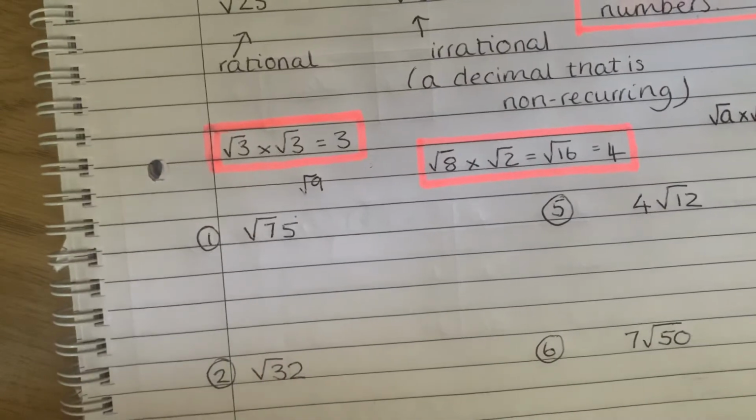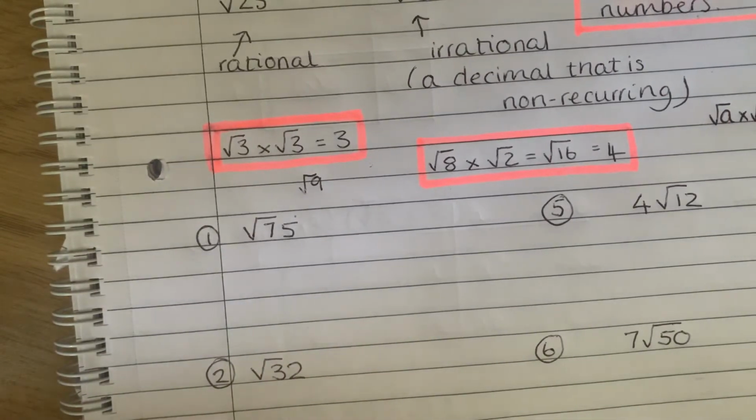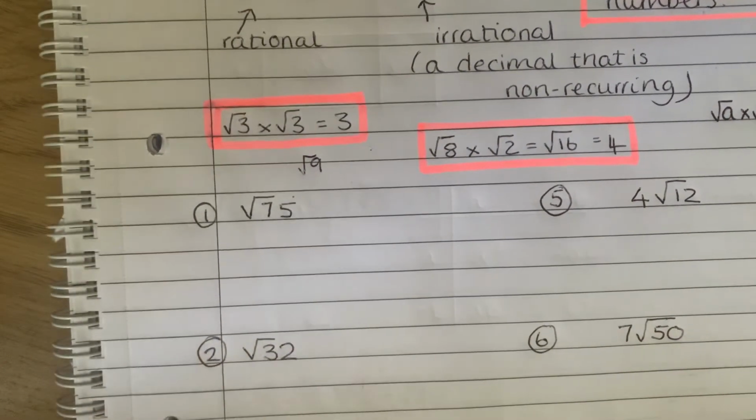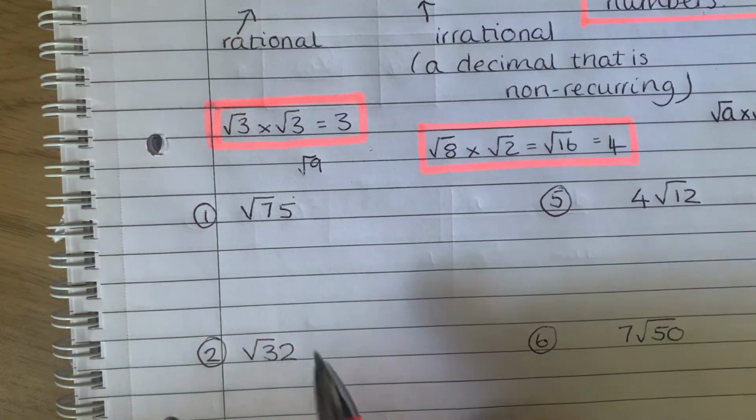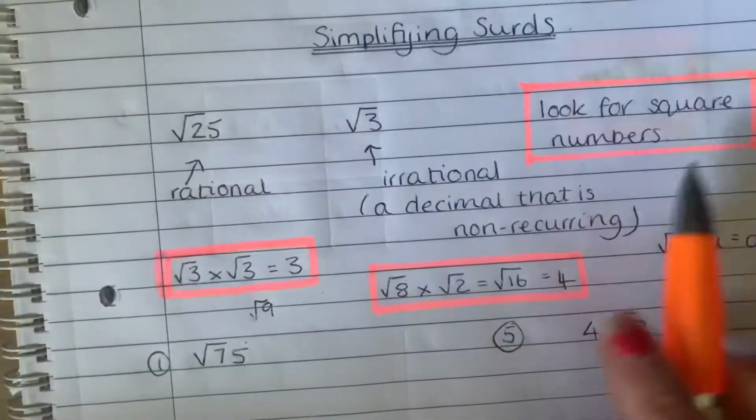Right, this lesson we're going to look at simplifying. I've got 8 examples that we're going to do together. I suggest that you do them in your book, and then when you come to do the quiz, you can look at how you did them in your book and see if you can follow them that way. So I said to you, look out for square numbers.